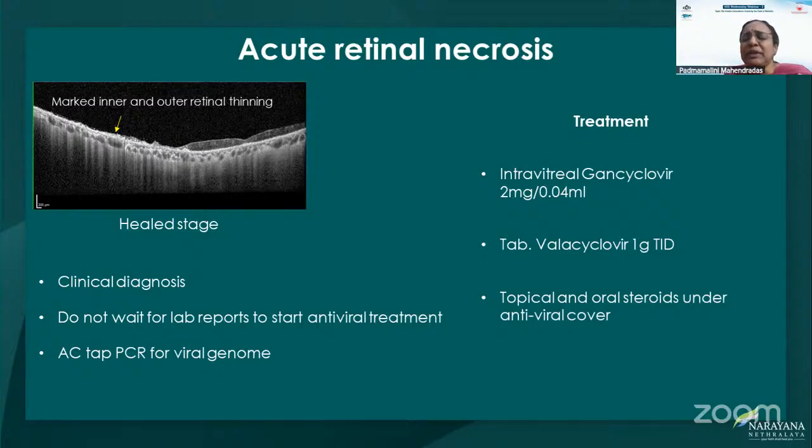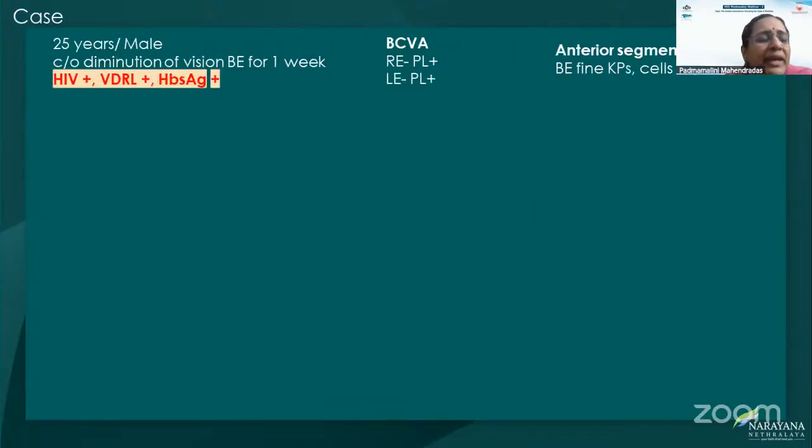Intravitreal ganciclovir can be given. Most importantly, whenever you see ARN, we have to continue the antiviral therapy for 14 weeks to prevent the other eye involvement. Even if the retinitis lesions heal, we have to continue the antiviral therapy for a longer duration.